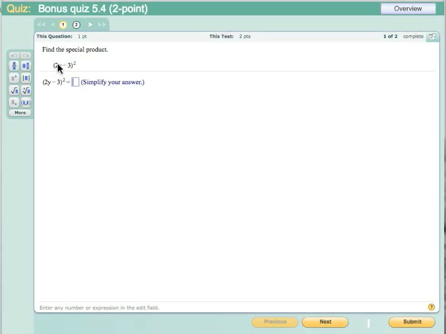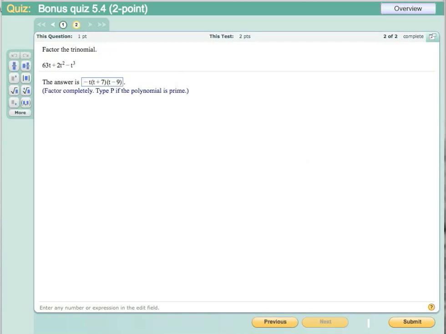So we have 2y squared, which is 4y squared. And then we're going to multiply negative 3 times 2y to get negative 6y, and double that to get negative 12y. And then we're going to have minus 3 squared, which is plus 9. I mean, that's it. We're done. And we can get on to the second problem.